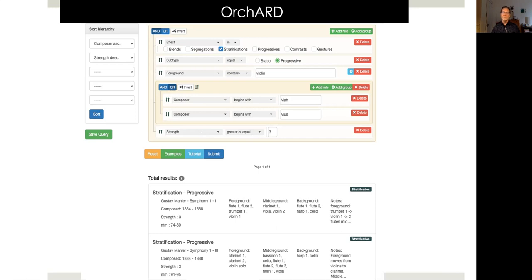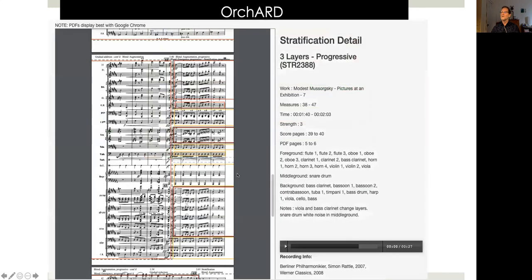When the query is submitted, a list of annotations appears, and they can be sorted hierarchically by various criteria, which one can set up over here, okay? And when the user clicks on this result, they get, for example, this page that shows up, where the page of the score that has the thing in it shows up, with various details about what the actual thing was involved in. So here we have a progressive stratification that has 3 different layers in it, a few notes by the person, and then also you get a clip from the recording that corresponds to the part being dealt with here.